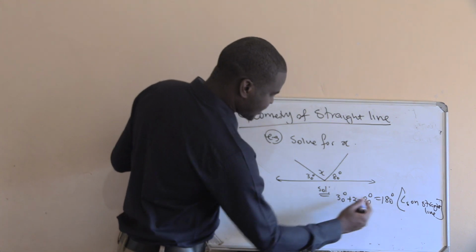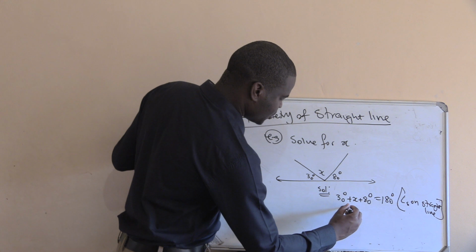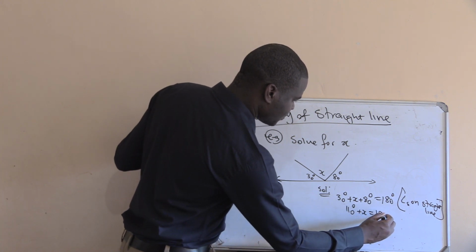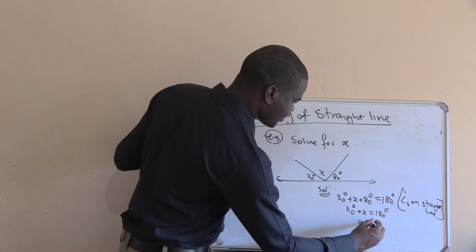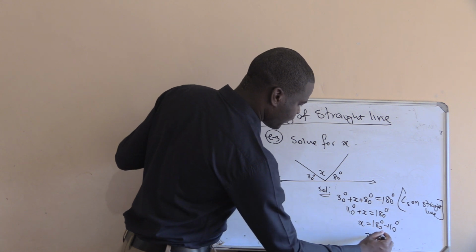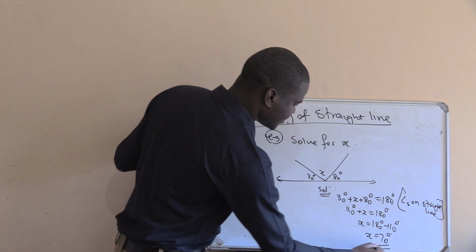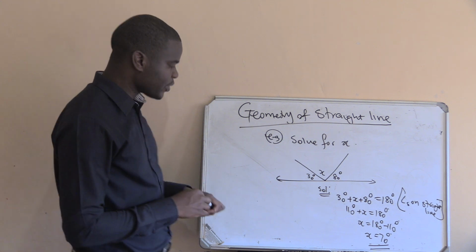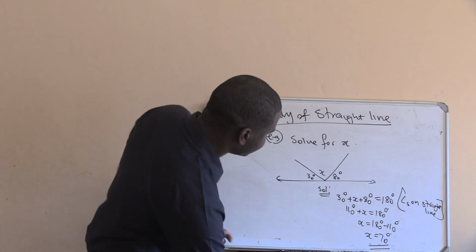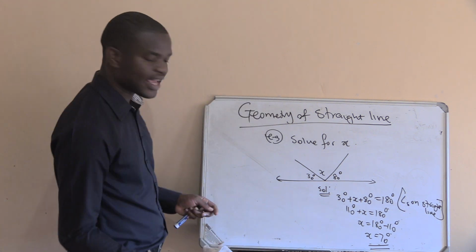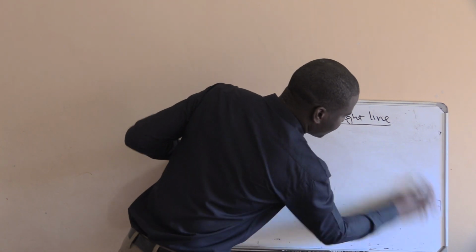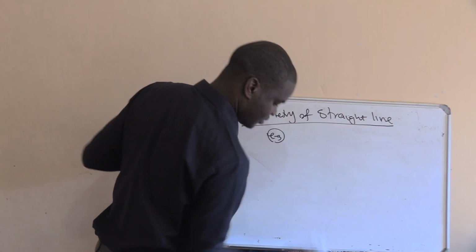Therefore, let's add 30 plus 80. What do we have there? We're going to have 110 plus x is equal to 180. Therefore, x is equal to 180 degrees minus 110. The value of x is 70 degrees. This is how we solve a question like this. When we want to solve for the unknown, we solve it like this. Let me bring another example to see if you understand what we're talking about.